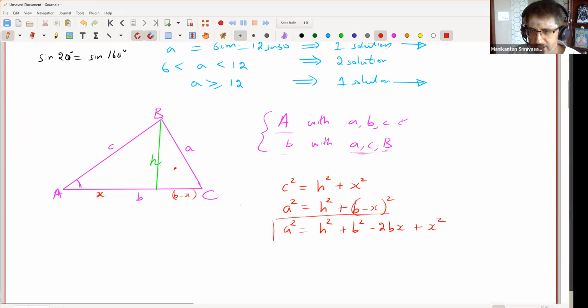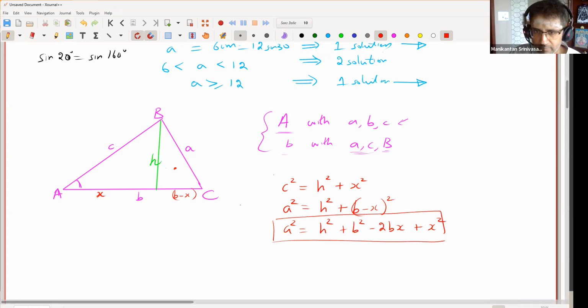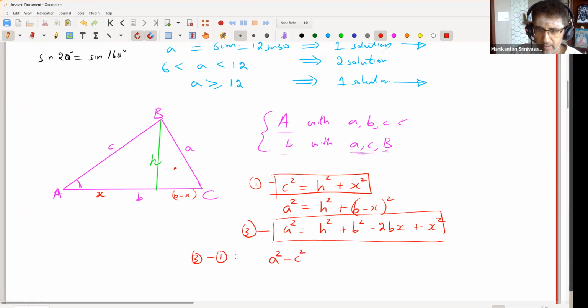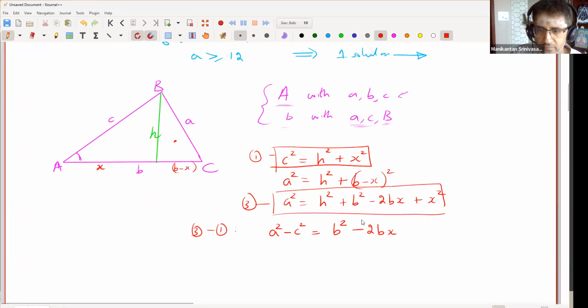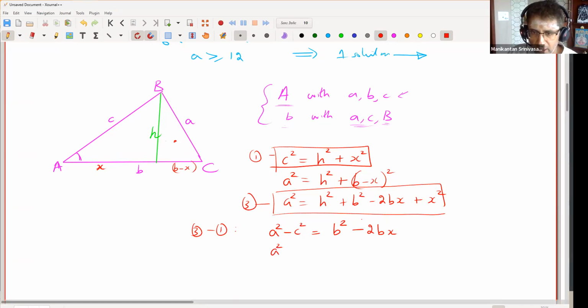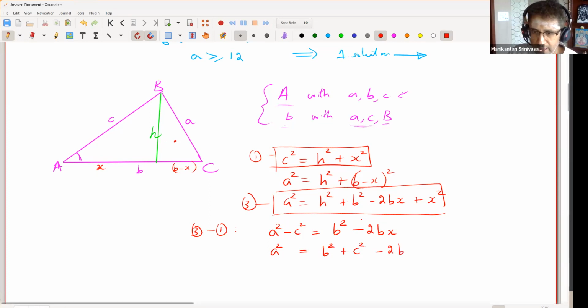Now let's focus on this and the first one. Suppose I subtract, this is equation 3 and this is equation 1. So suppose I do 3 minus 1. Then I get left hand side A square minus C square. On the right hand side, H square gets cancelled, X square also gets cancelled, leaving just B square minus 2BX. Okay, so I'll move C square to the other side. So it's B square plus C square minus 2BX.